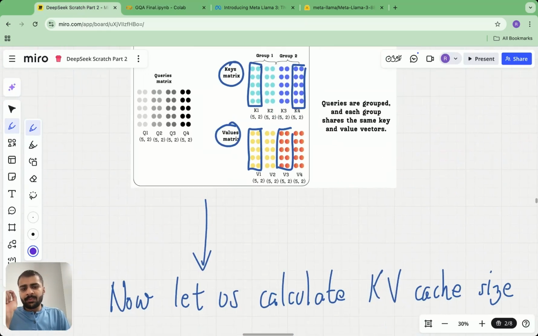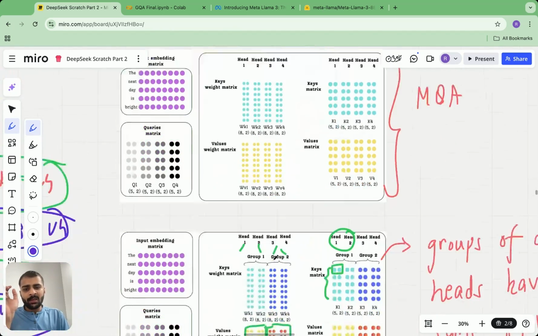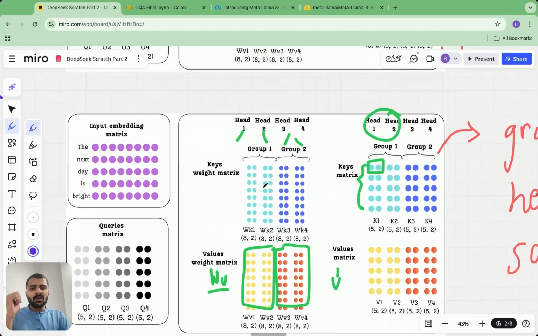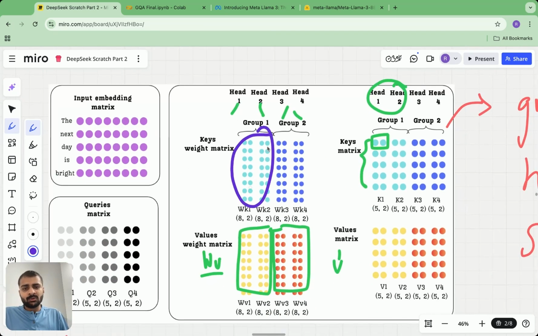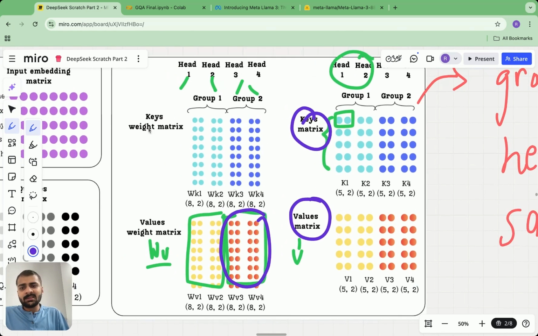So this is about grouped query attention. As a quick recap, in grouped query attention, what we do is that instead of all the heads sharing the same keys and values, we create groups. And within one group, we have the same values. So let's say group 1. In group 1, all the heads share the same keys. And in group 1, all the heads share the same values. In group 2, all the heads share the same keys. In group 2, all the heads share the same values. That is similar for the keys matrix, values matrix, and also WK and WV.